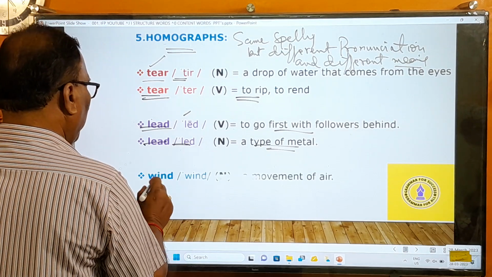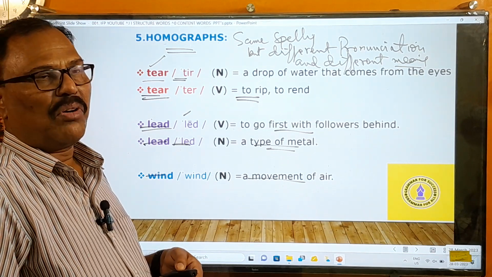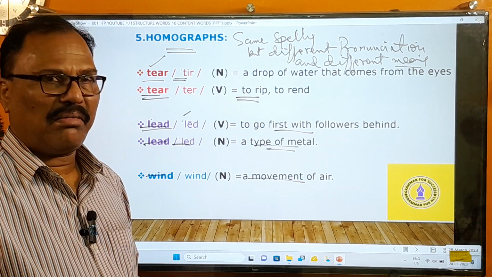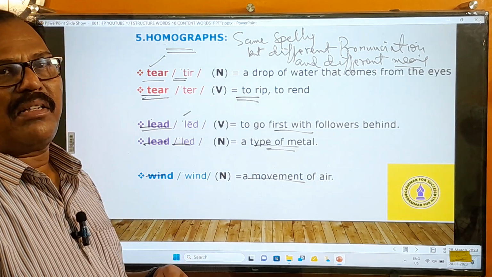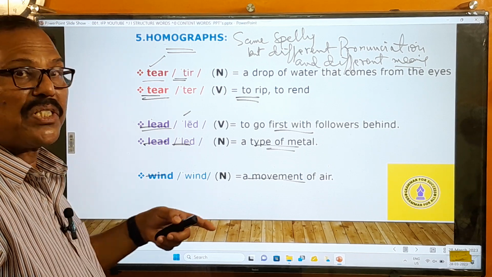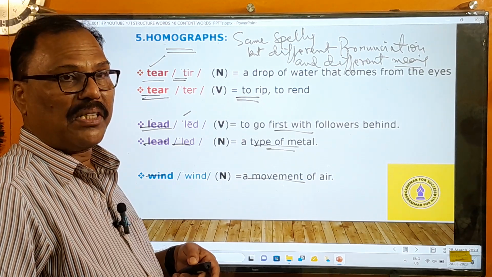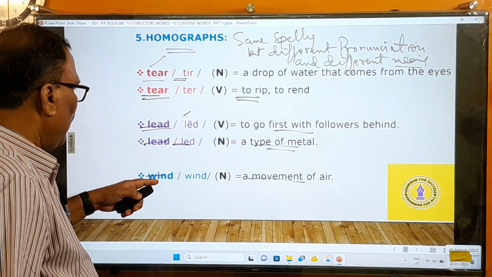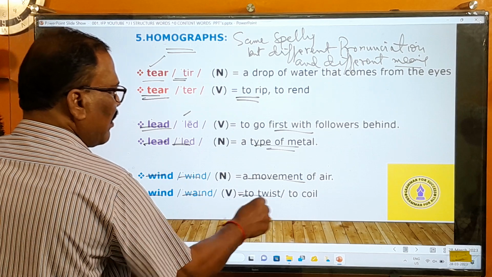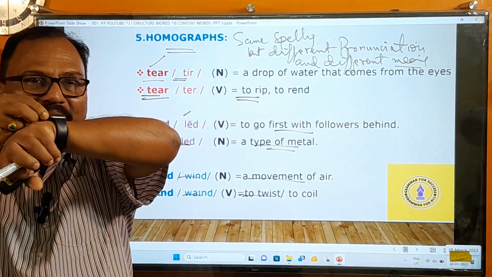And wind is there. Wind means a movement of air. Wind. Oh, heavy winds are blowing during tornado yesterday in Alabama and other, you can say, Texas and other places in the southern USA. There were strong winds blowing at 280 kilometer speed. Wind. And here this is wind. Hey, what are you doing? I'm winding my key.